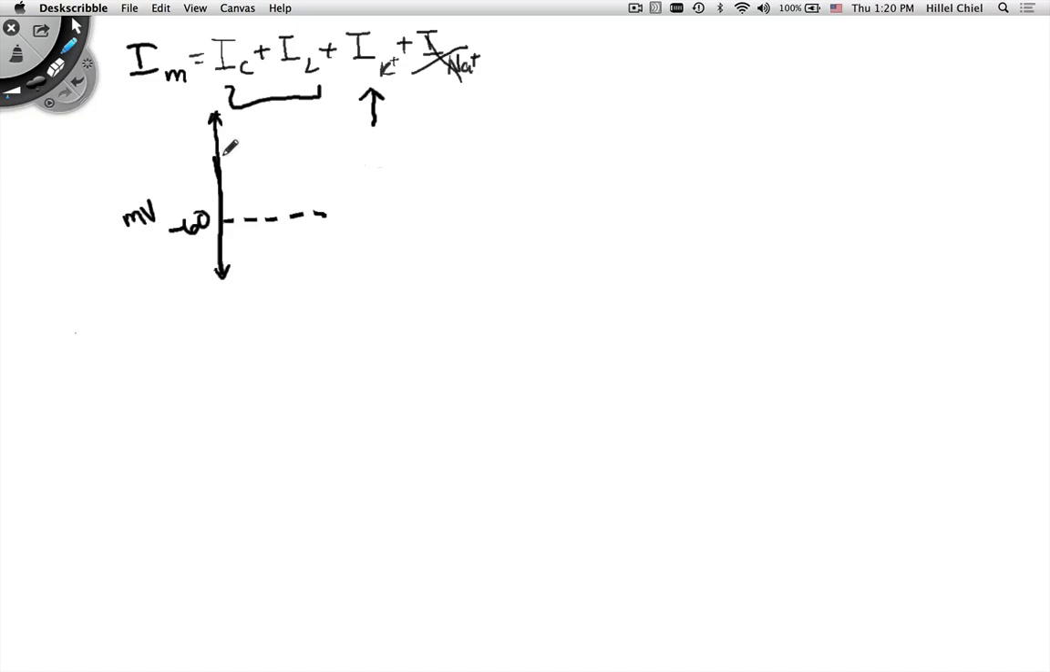That's pretty intense. And let's figure out what happens. So we have our immediate step up. Nice straight lines. Beautiful. And so let's figure out what happens with our current.